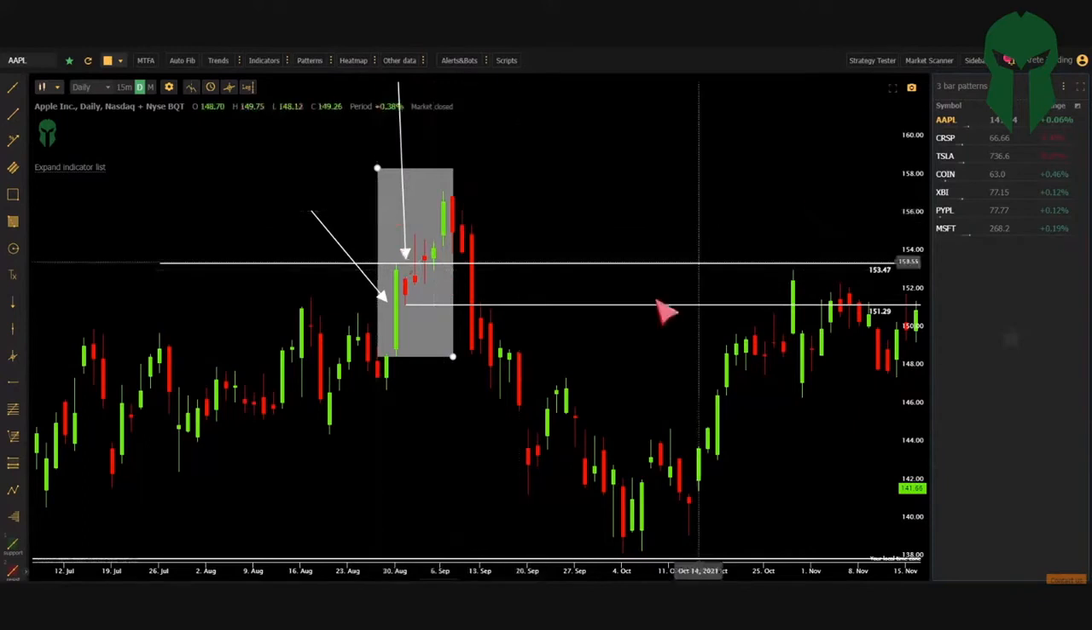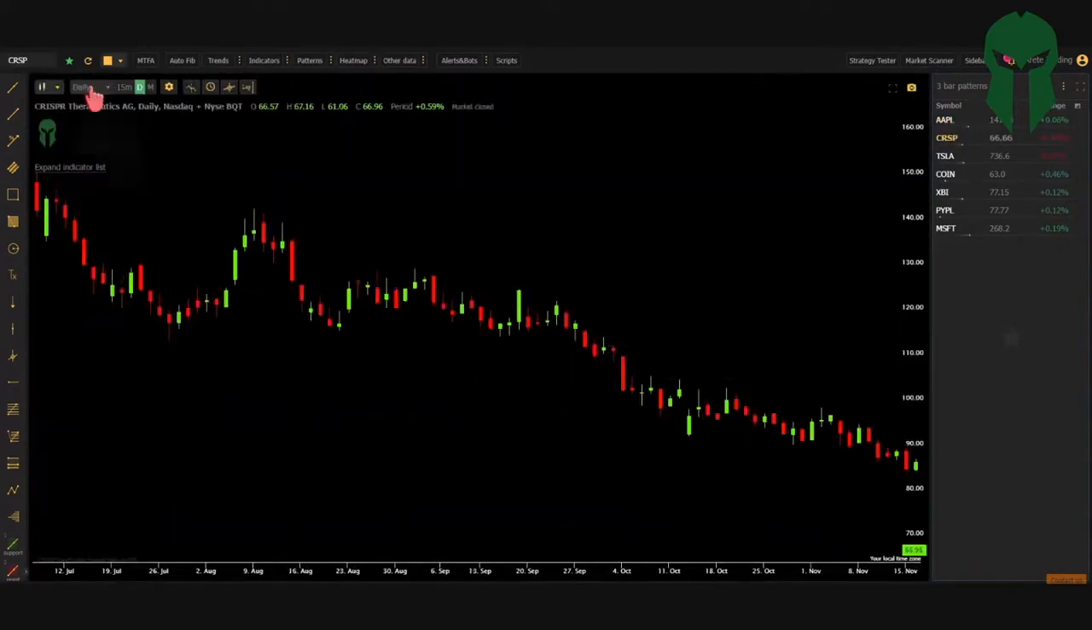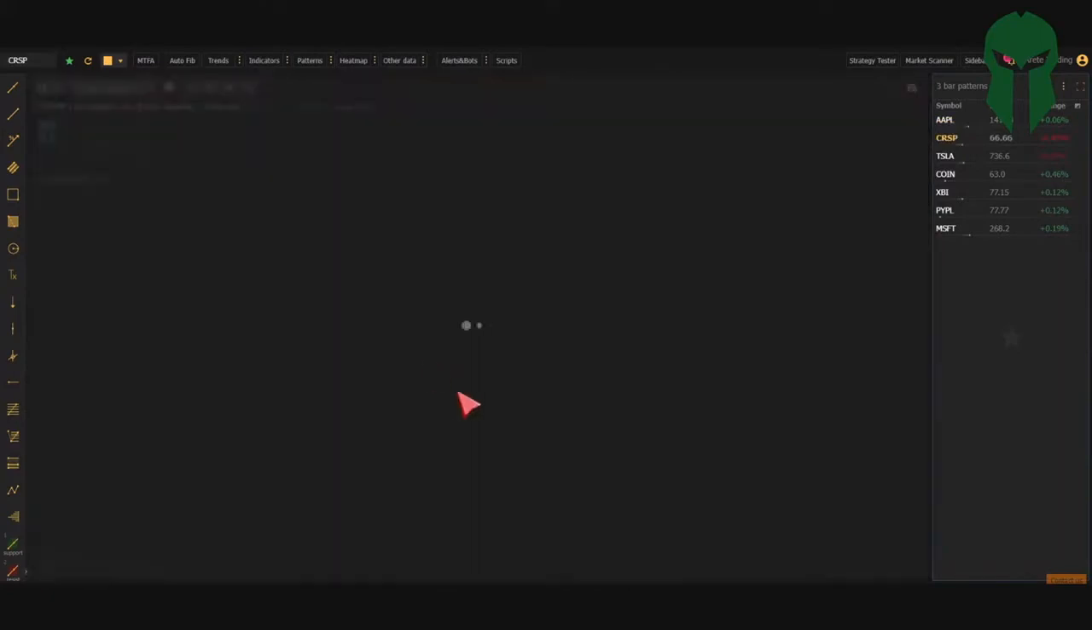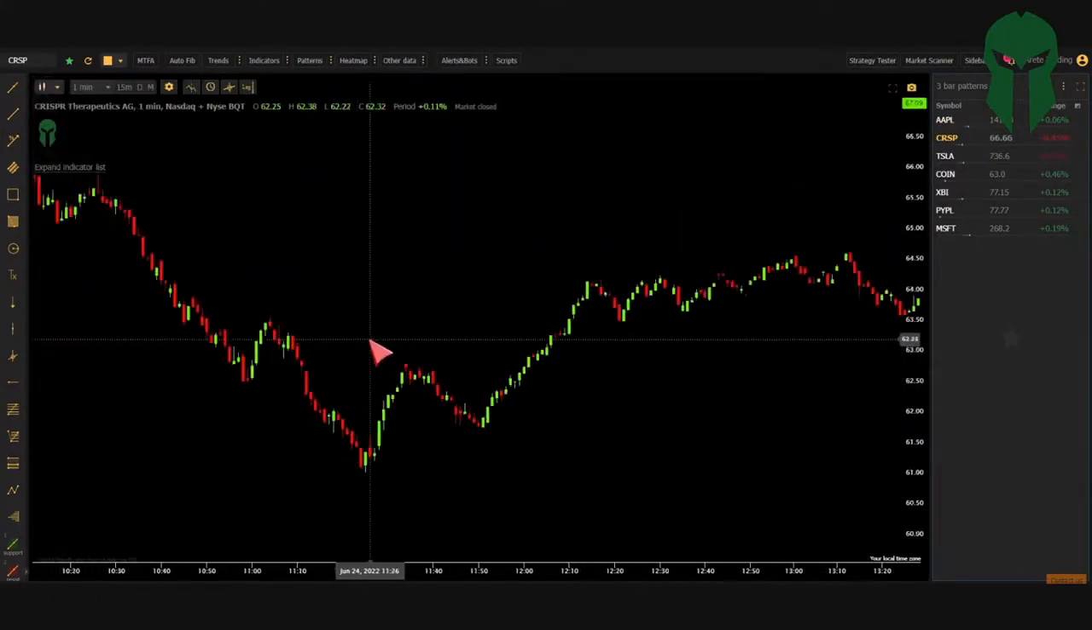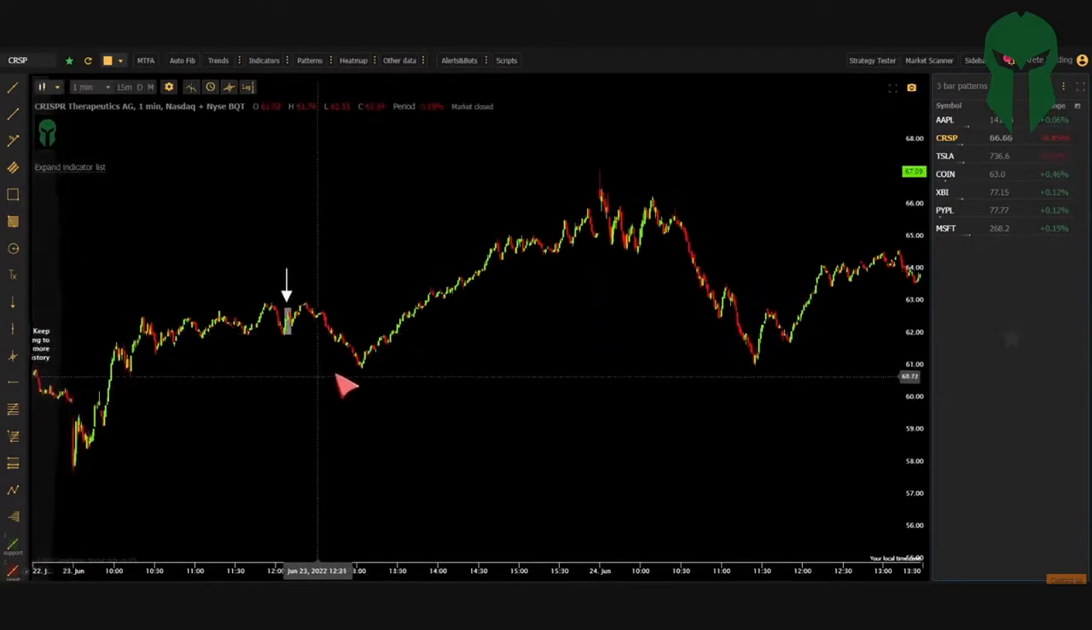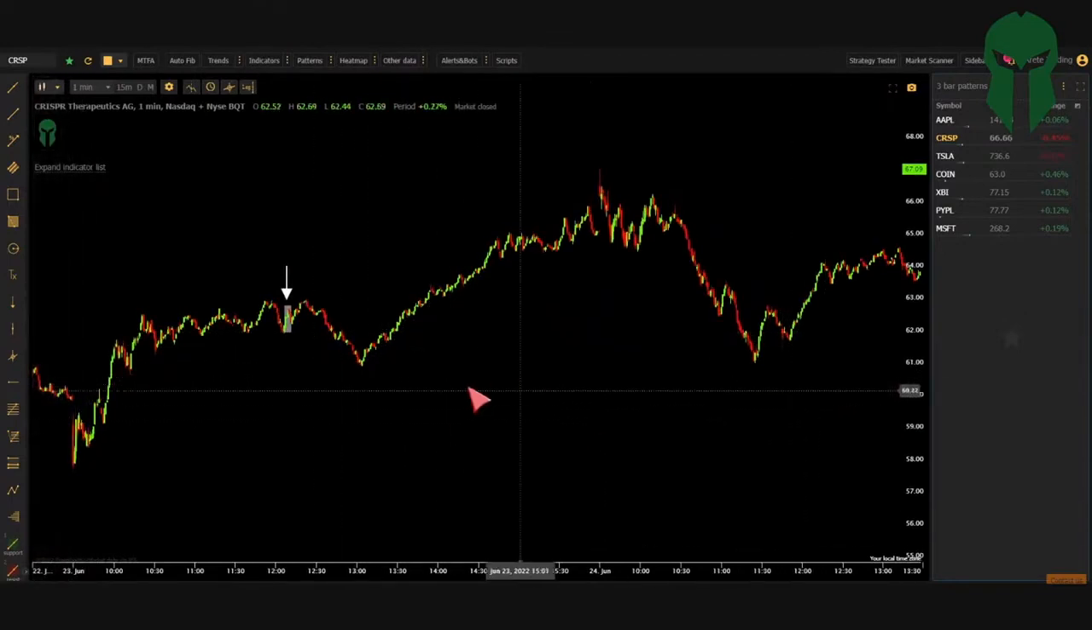So that is Apple. Now, let's go look on a smaller time frame. And let's go look at something so simple as a 1-minute time frame and see if we can find an example in here where this may have worked.